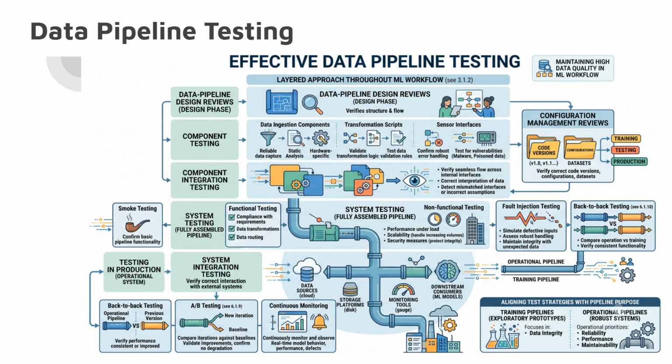Non-functional testing evaluates performance under load, scalability to handle increasing data volumes, and security measures to protect data integrity. Fault injection testing measures pipeline robustness by simulating defective data inputs, assessing the system's ability to maintain data integrity when faced with unexpected or corrupted data. Back-to-back testing compares the operational pipeline against the training pipeline to verify consistent functionality.